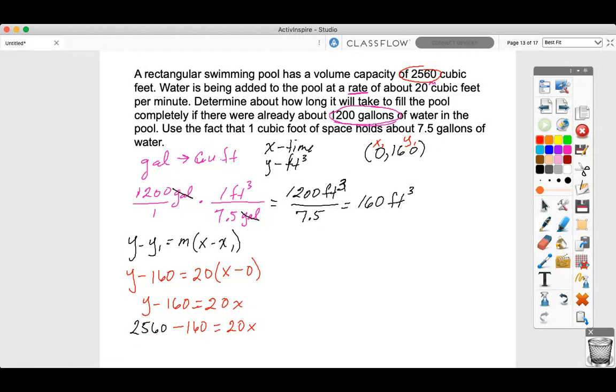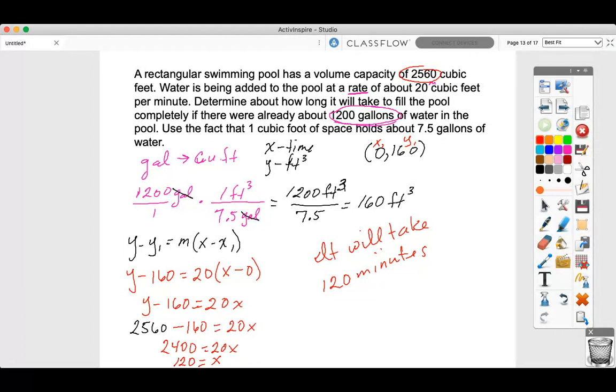So let's go ahead and do the arithmetic. 2560 minus 160 is going to be 2400 equals 20x. Divide both sides by 20. We get x equals 120. Okay, so x equals 120. Remember, x is time, and time is measured in minutes. So it will take 120 minutes. You can say 2 hours. That's fine. So to fill the pool, it'll take 120 minutes.